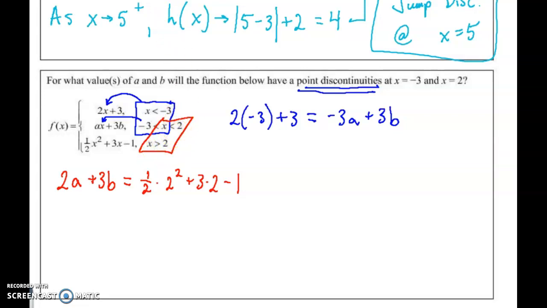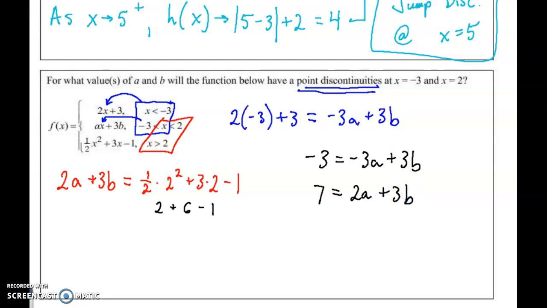So now I can clean each equation up, like this blue one would give me negative 6 plus 3 is negative 3. And if I do this, the order of operations would be 4. Half of 4 is 2 plus 6 minus 1. What's that? 8, 7. So I get 7 is equal to 2a plus 3b.